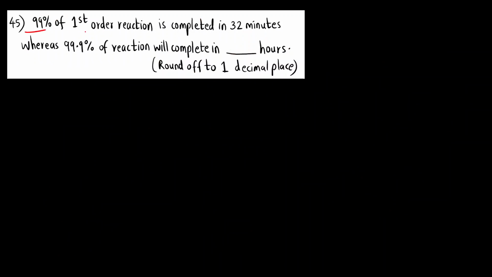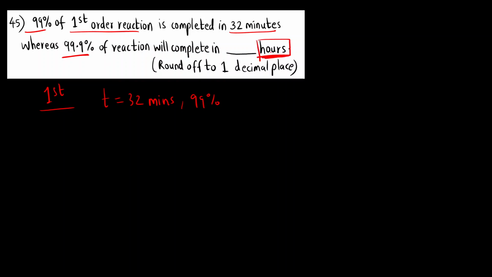99% of the first order reaction. Okay, it is given that it is a first order reaction, completed in 32 minutes. Time is 32 minutes for the first case, and 99% is reacted. The question asks for the time taken for 99.9% of the reaction in hours.